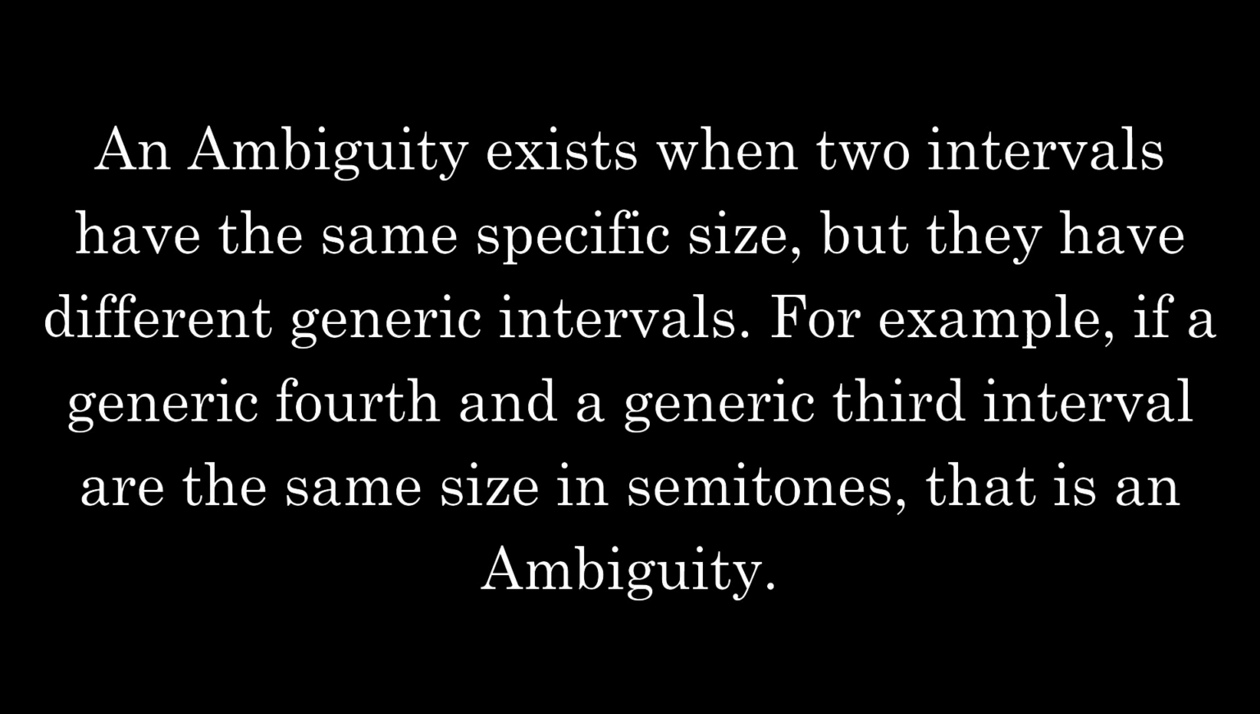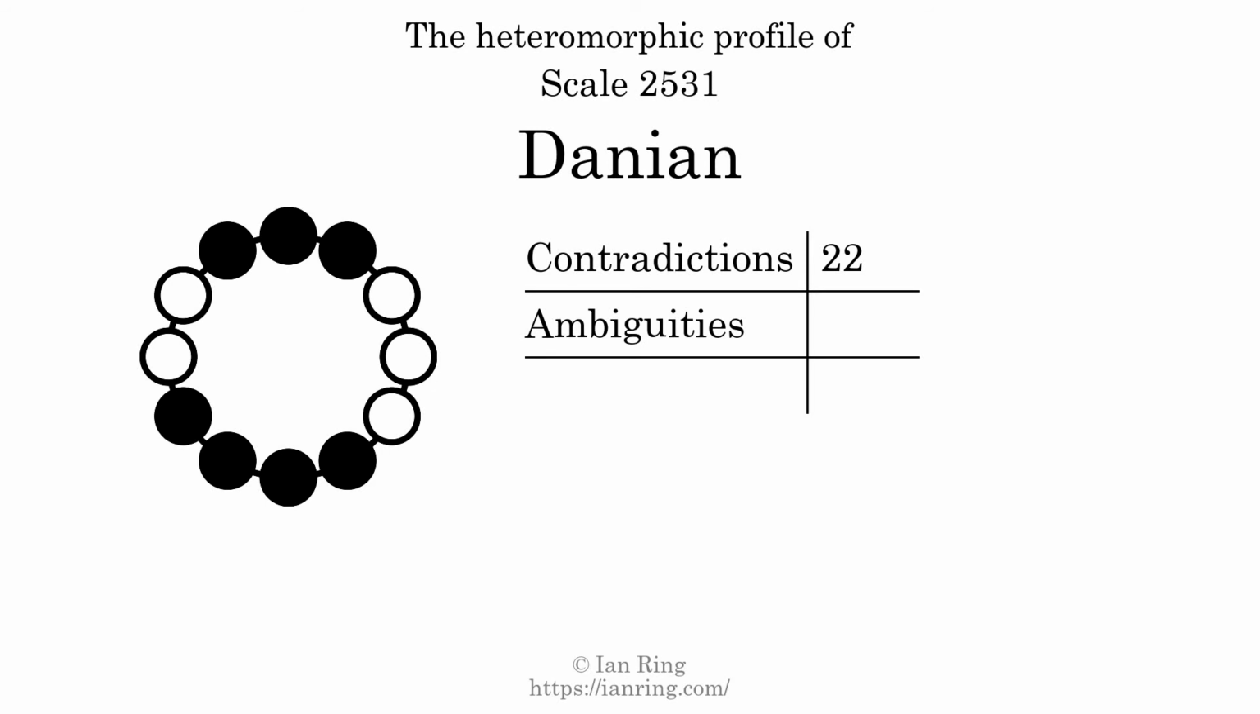An ambiguity exists when 2 intervals have the same specific size, but they have different generic intervals. For example, if a generic fourth and a generic third interval are the same size in semitones, that is an ambiguity. The number of ambiguities in this scale is 27.